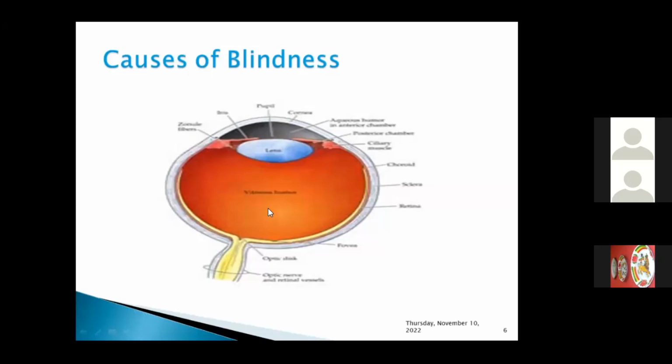So whenever we, as ophthalmologists and as general practitioner care physicians, see someone with a visual complaint, this anatomic structure should come to our mind. Is it from the anterior chamber? Is it from the cornea? Is it the lens? Is it the vitreous chamber? As you can see, the vitreous chamber is the largest part of the eye.